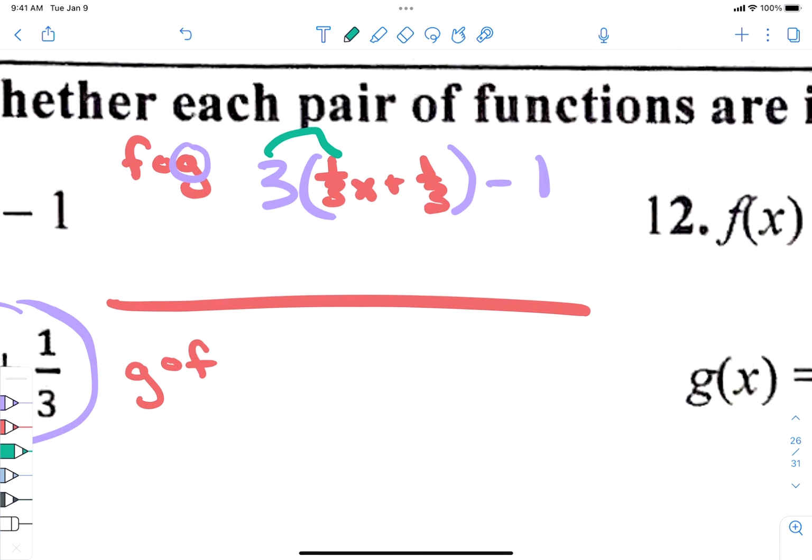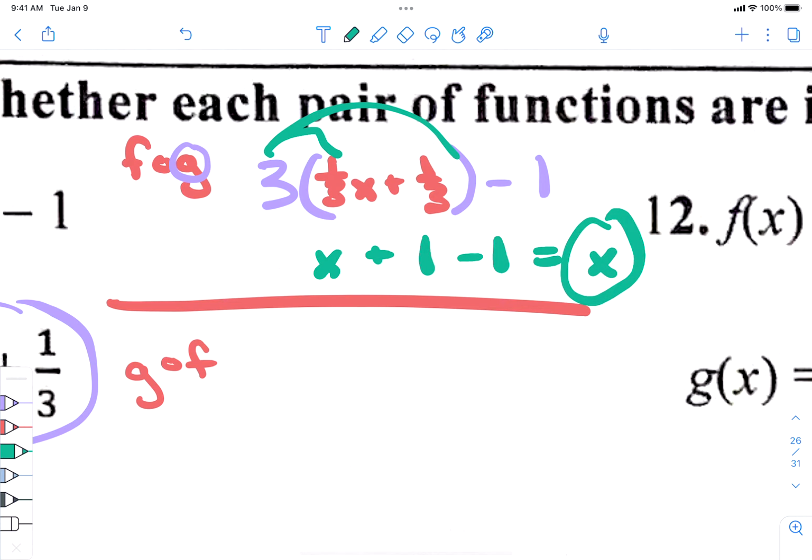3 times 1/3 x, what is that? Just 1x, right? Okay, 3 times 1/3 is just a positive 1, minus 1. X, that's what we want, okay? Now let's stuff it in the other way, okay?